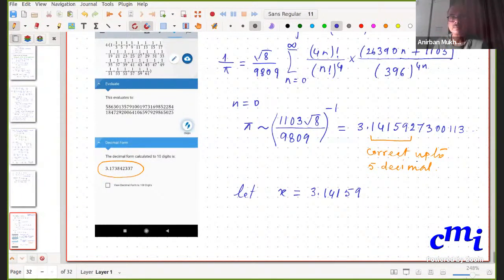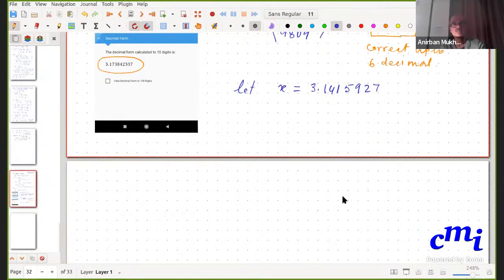Oh, actually, I wrote something wrong. It's correct up to this, so correct up to 2, so 6 decimal places. So let's take that, and take this 2 and 7 as well. Let's call this number x, and we will try to write the continued fraction convergents. So this is the number.